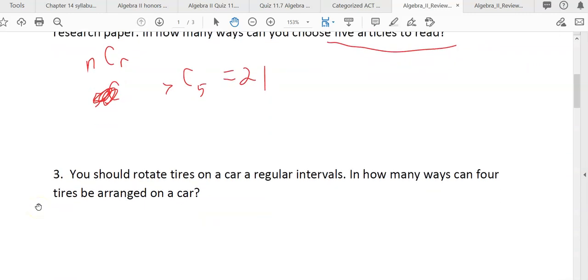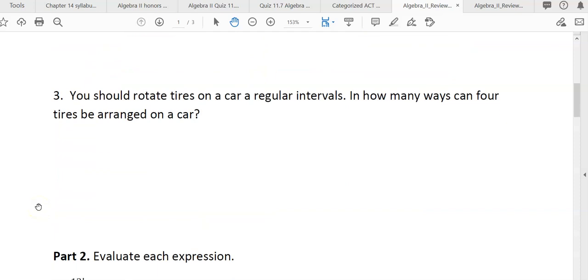You should rotate tires on a car on regular service intervals. And how many ways can 4 tires be arranged on a car? Okay, so we have 4 slots, 4 events. We're deciding the order. There are 4 ways the first spot could be chosen, then 3, and then 2, and then 1. So you're choosing as you go. 6 times 4 is 24. There's 24 different ways.